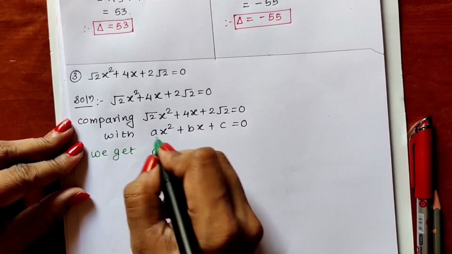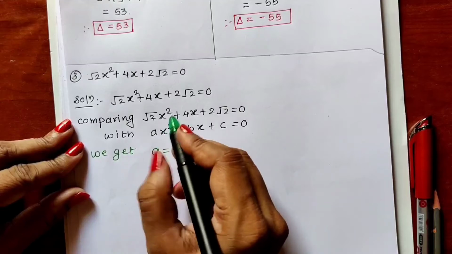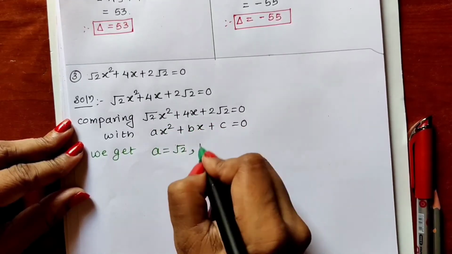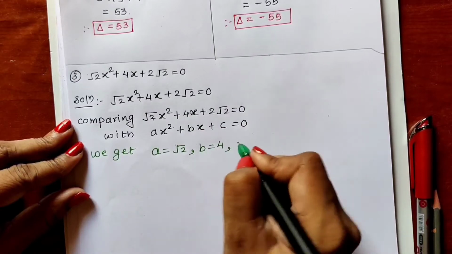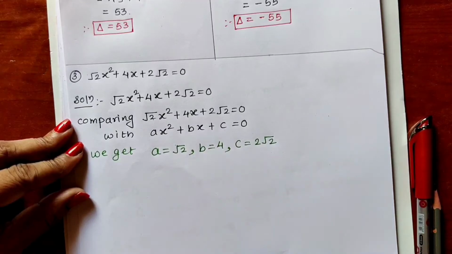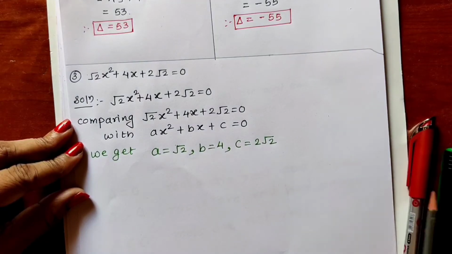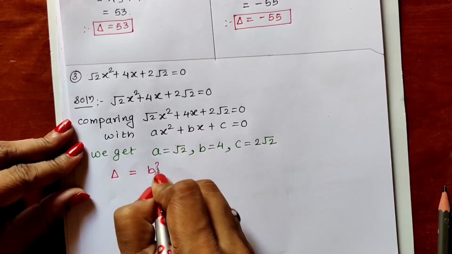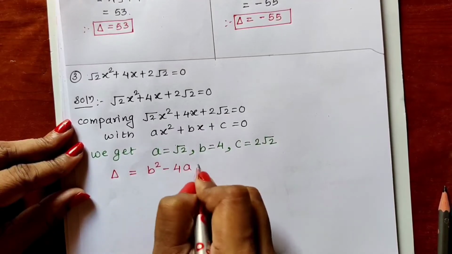A is equal to root 2. We can see the coefficient of x square term is root 2. Coefficient of b is plus 4. Coefficient of c is plus 2 root 2. So in this way, after getting the coefficients, we have to write the formula for delta or discriminant, which is equal to b square minus 4ac.